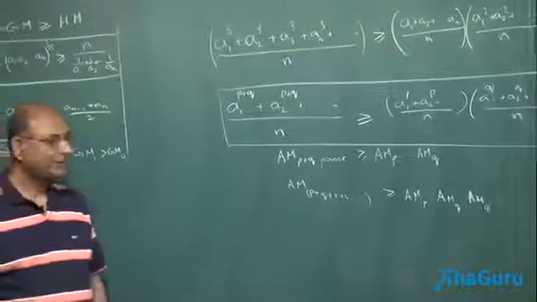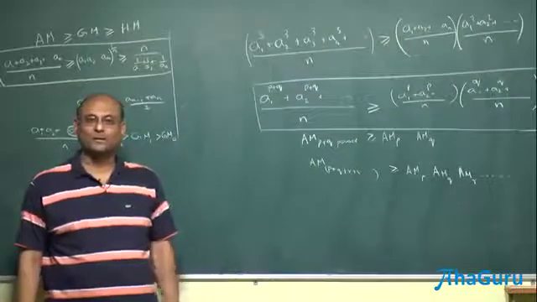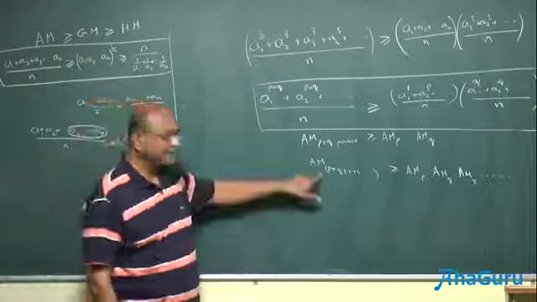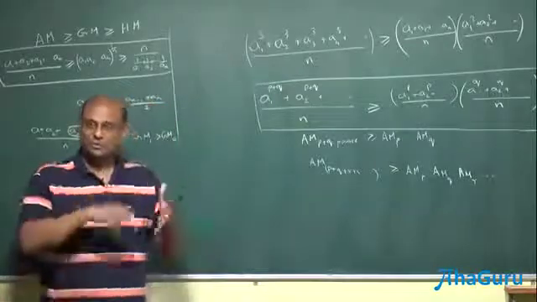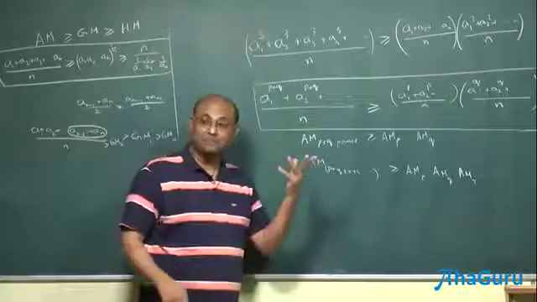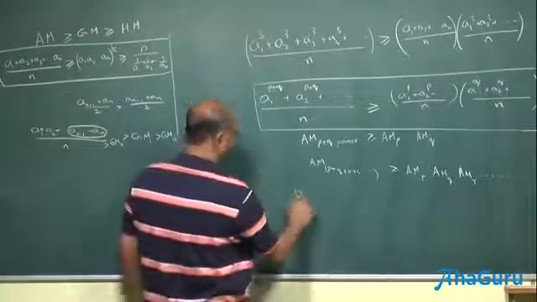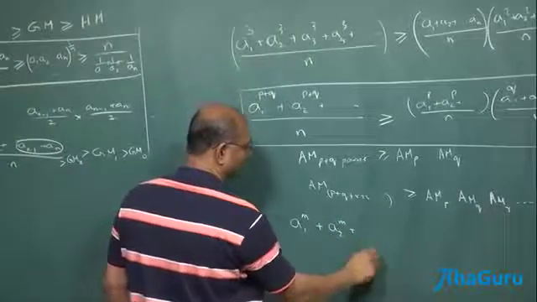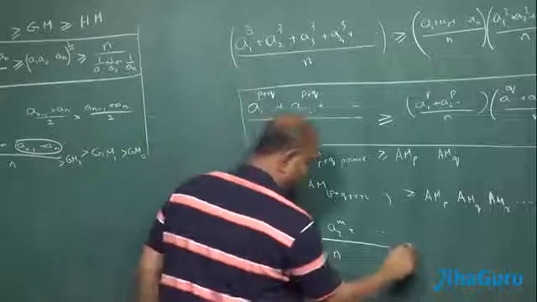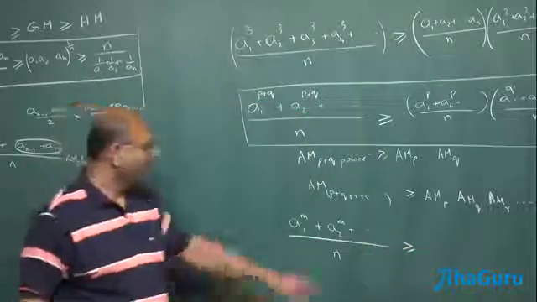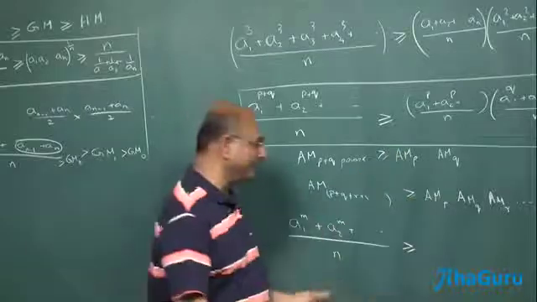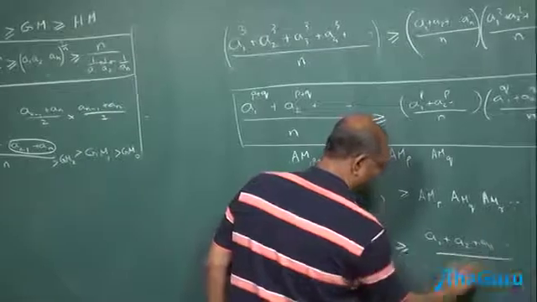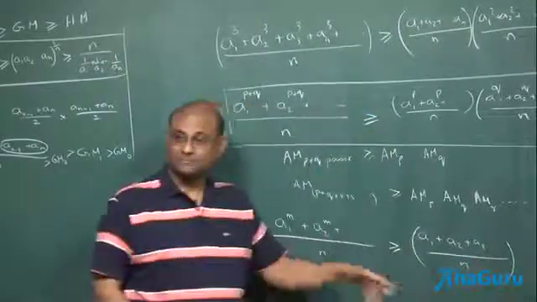Okay. What if P, Q, R, S, T, everything was 1? This is arithmetic mean of P plus Q plus Rth power, which is actually, suppose there were m things here. So it is A1 power m plus A2 power m and so on is greater than or equal to A1 plus A2 plus A3 by n, which is the usual arithmetic mean, power m.